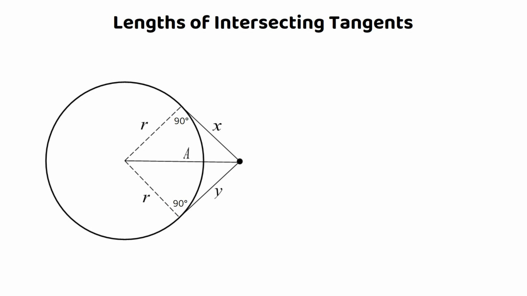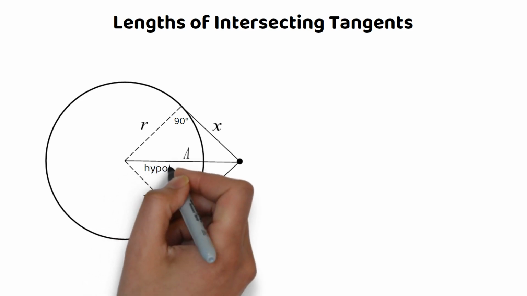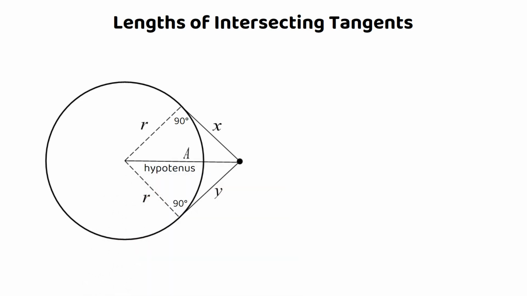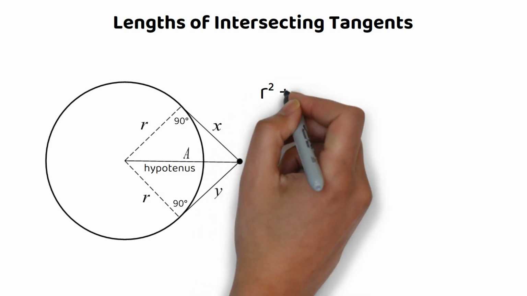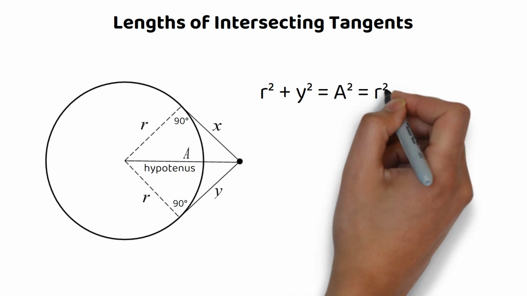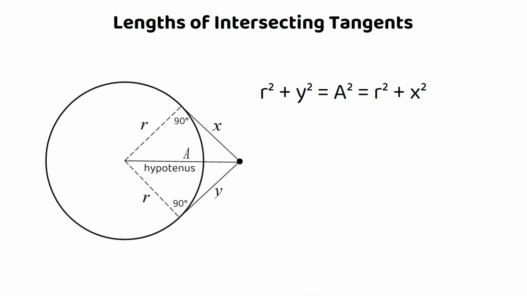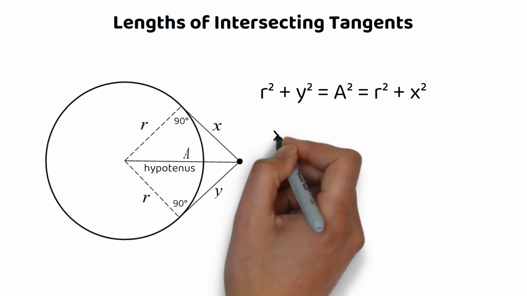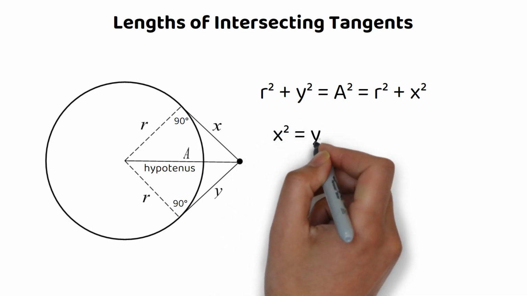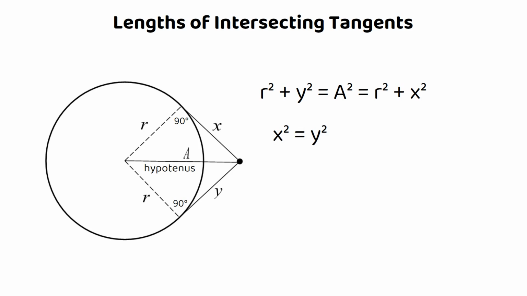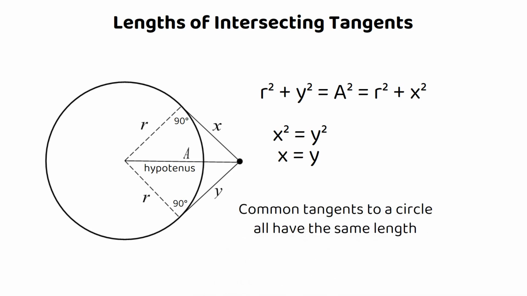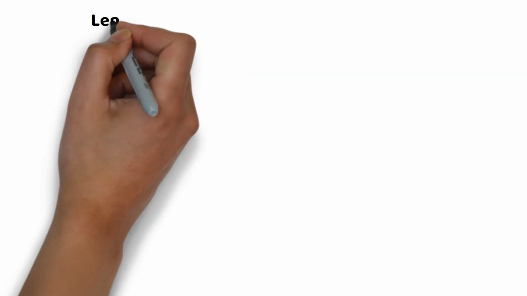As we have two right angles, and L in this case is the hypotenuse, which is the side opposite the right angles, we have from the Pythagorean theorem r squared plus y squared equals L squared, and r squared plus x squared equals L squared. Canceling the r squared from both sides, we get x squared equals y squared, and so x equals y. This proves to us that common tangents to a circle all have the same length.